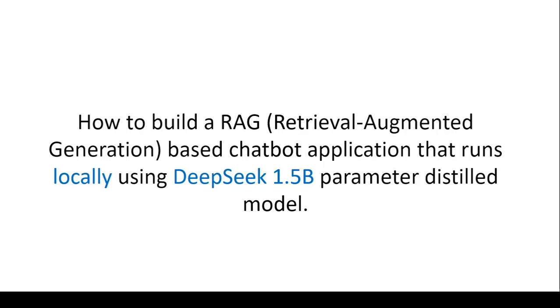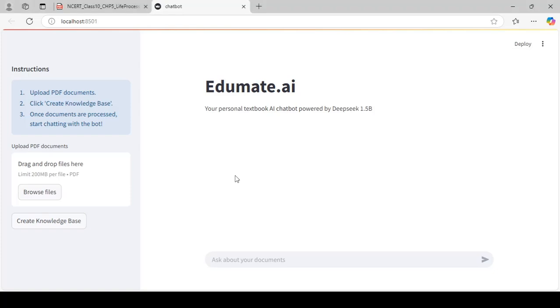In this video, we will see how to build a RAG (retrieval augmented generation) based chatbot application that runs locally using the DeepSeek 1.5 billion parameter distilled model. This is how it would look like.